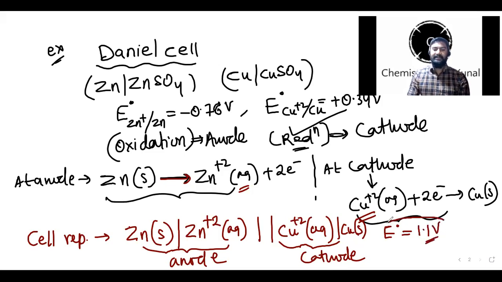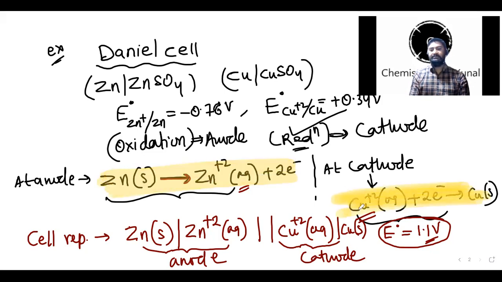But this is something usually they ask you to find. So it's okay. This is what you write the cell representation as. So for this particular cell, with the reactions going on, how do we write the cell representation? Cell representation is written like this. This is how we write the cell.